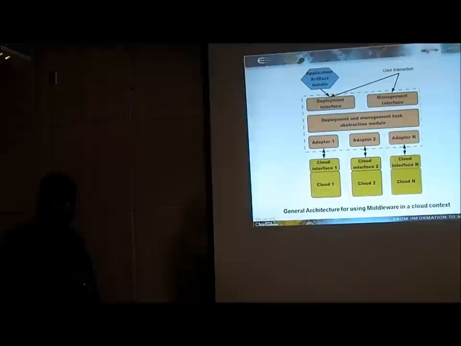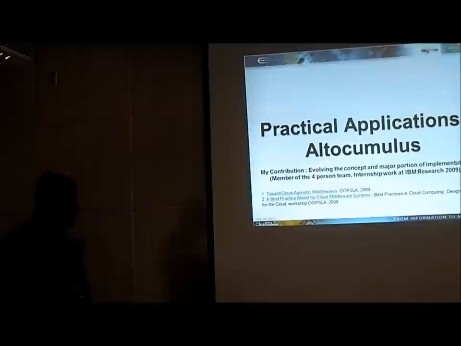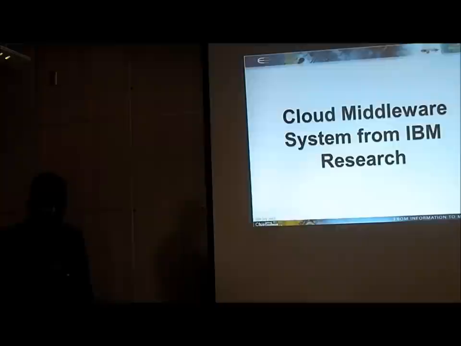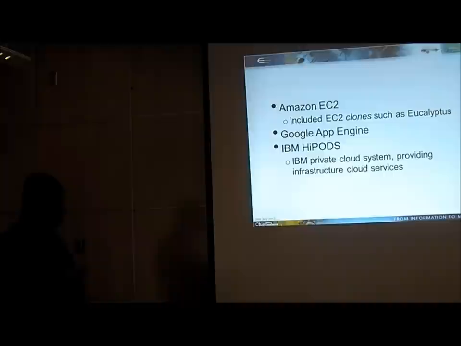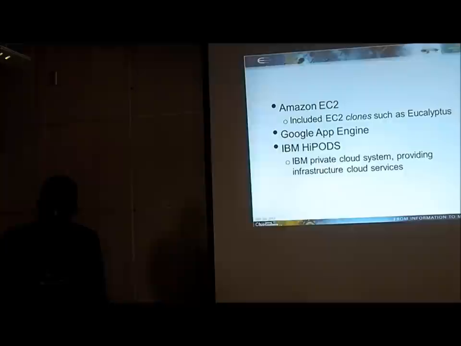So the practical application is AlphaCumulus, which was conceptualized by Max, and we evolved this concept in 2009 during my internship. So I was one of the four-person team that actually built this, and basically, it's, as we said, a cloud middleware system, and it supported three platforms. You could do things with Amazon EC2, you could do things with Google App Engine, and there was the third option being IBM. IBM has its infrastructure cloud solution called HiPods.